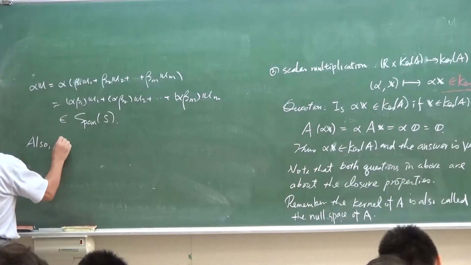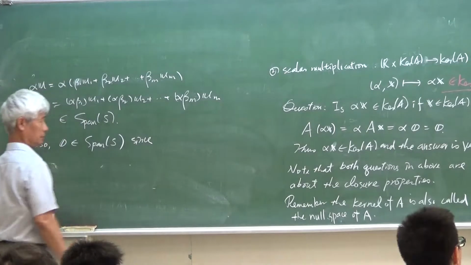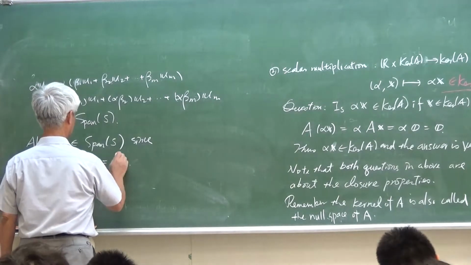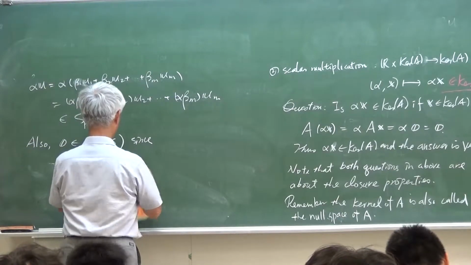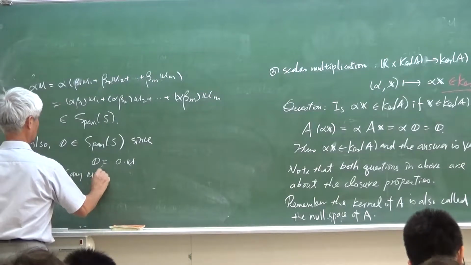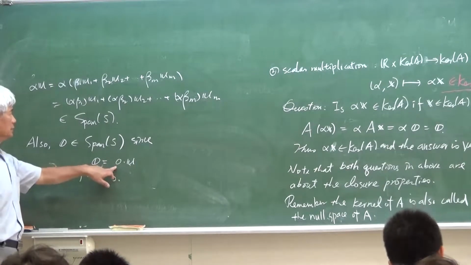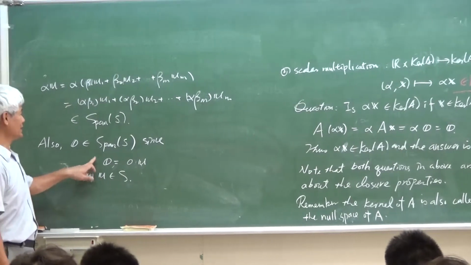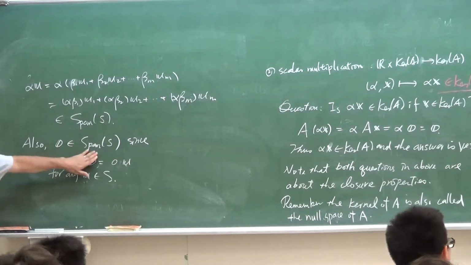Right. So what we have done, also, the zero vector is in span S. How do you know the span S contains the zero vector? Because 0 is 0 times u for any u. So you can select any vector in S, and you put the scalar multiplication 0 times u, then it must be 0. So it's a linear combination of u, right? So of course, 0 is in that. Okay.